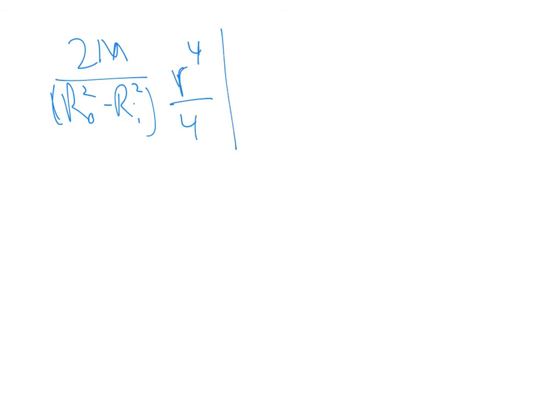Okay, so you have constants. And this thing basically means you're going from R inner to R outer. And so it translates into something like this.